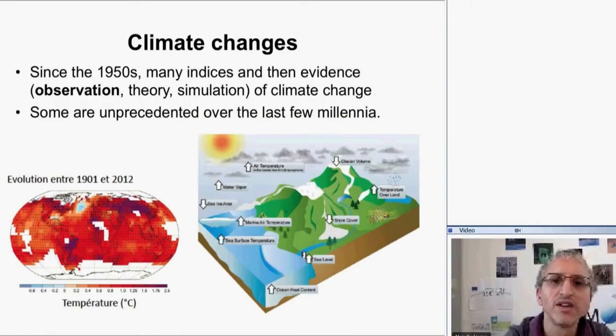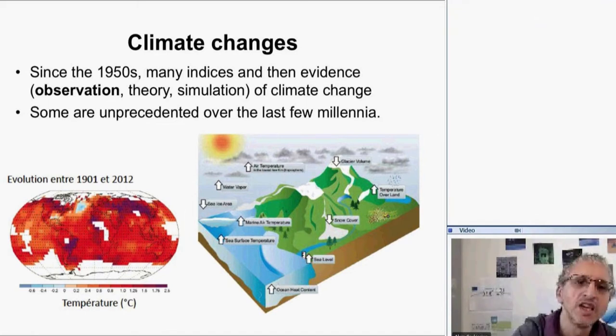And so, in conclusion, since the 1950s, there has been a lot of evidence, mostly observations, of climate change. I've shown you just a few examples, and some are unprecedented over the last few millennia. What it means is that in the last 50 years we are seeing changes that we haven't seen in the last 2,000 years.